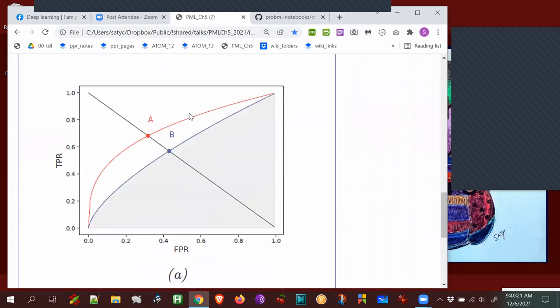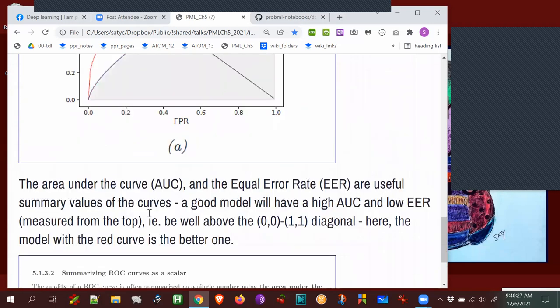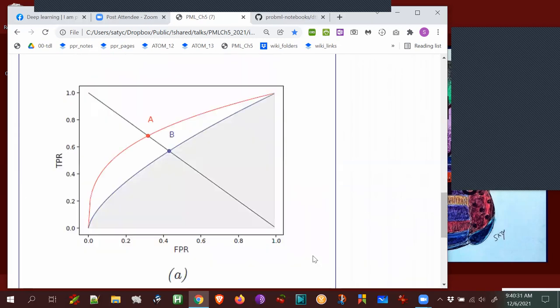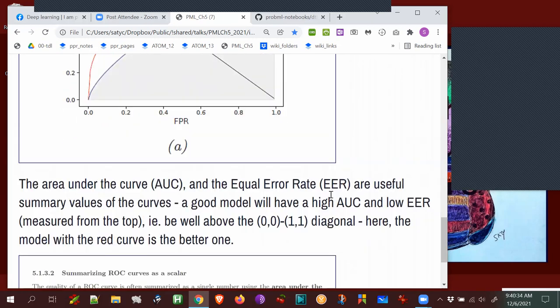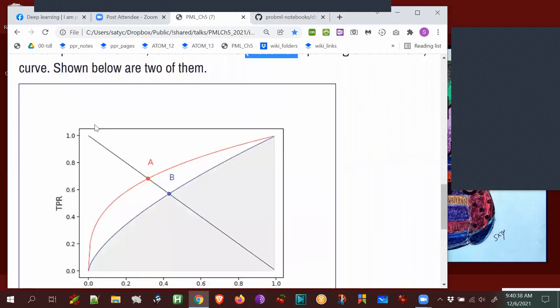So the whole curve can be simplified into two numerical estimates. One of them is the area under the curve. The larger the area, the better it is. So again, the red one has a higher AUC, area under curve. The next is called the equal error rate. The equal error rate is a value that you measure from the top. The lower EER is a better model. And so again, red is a better model than blue.